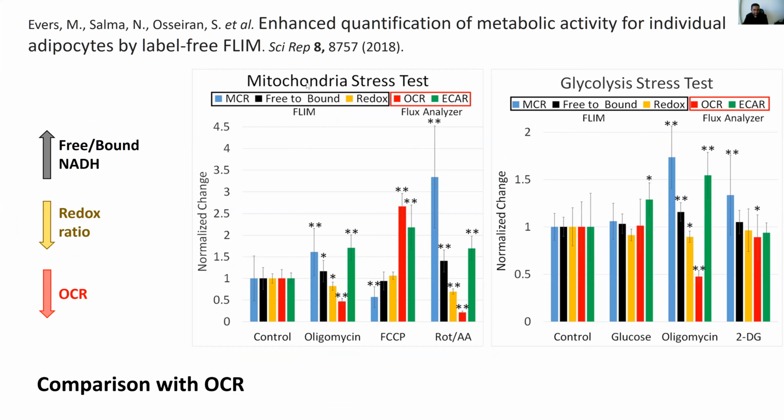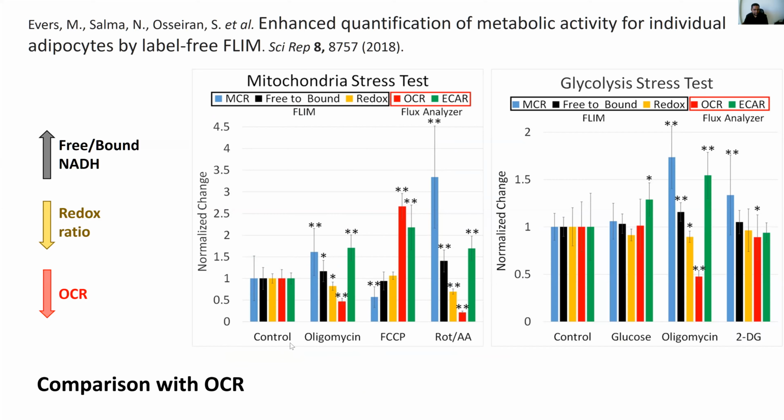OCR from Seahorse assay was shown here. So there's a lot more data here. I'm not going to talk about MCR because it's different. But what you should notice is the free to bound ratio, redox ratio, and OCR. And free to bound ratio here in NADH is measured by lifetime measurement. So if the free to bound NADH ratio goes up here, the way it is defined, redox ratio should go down, OCR should go down.